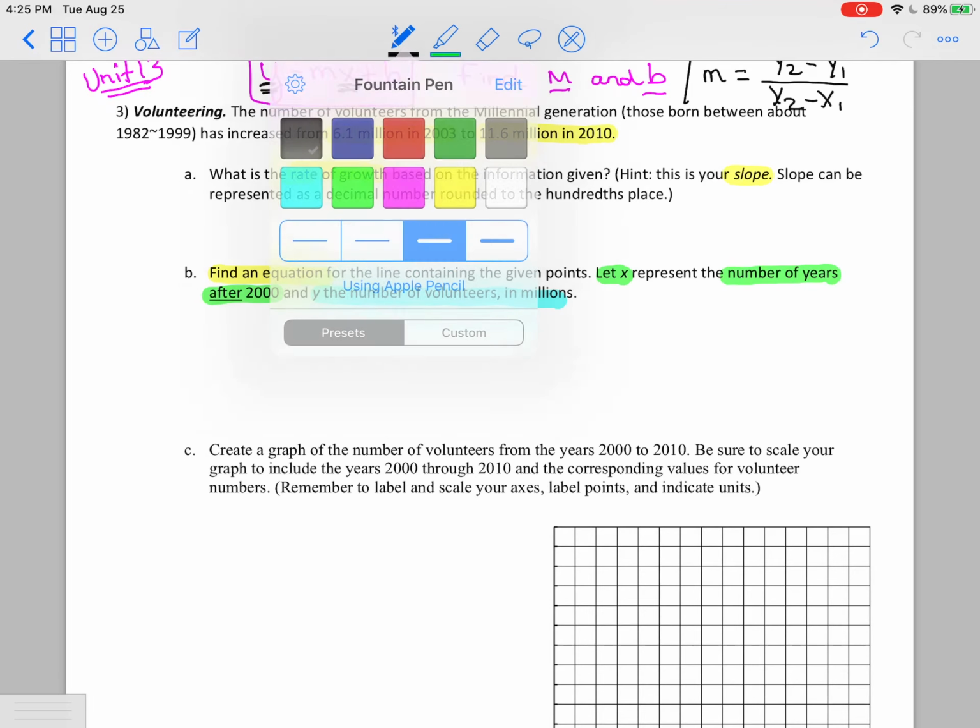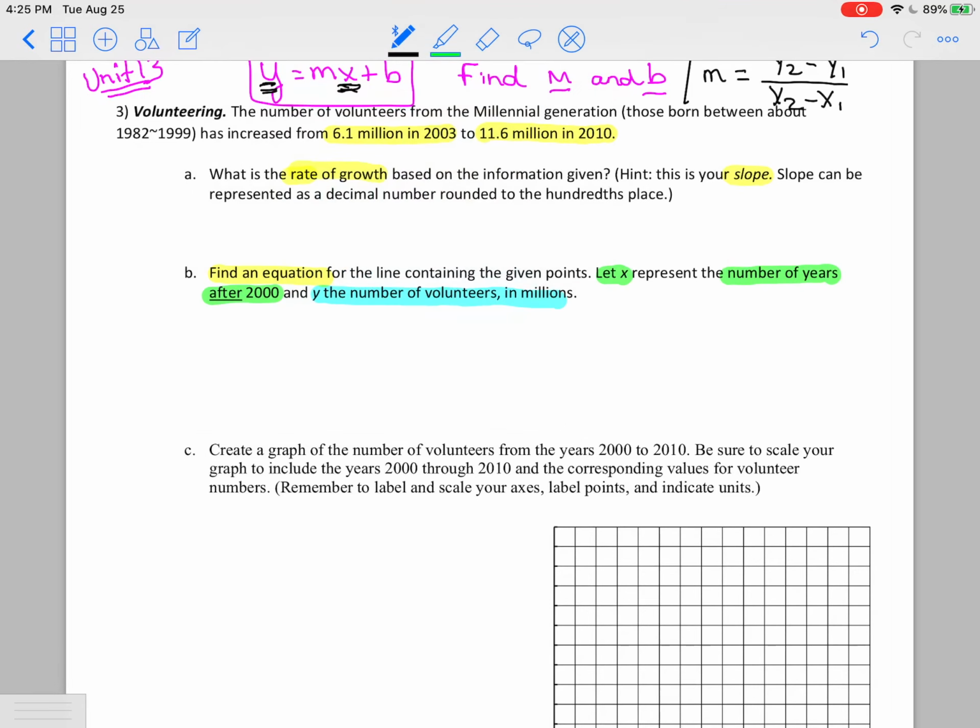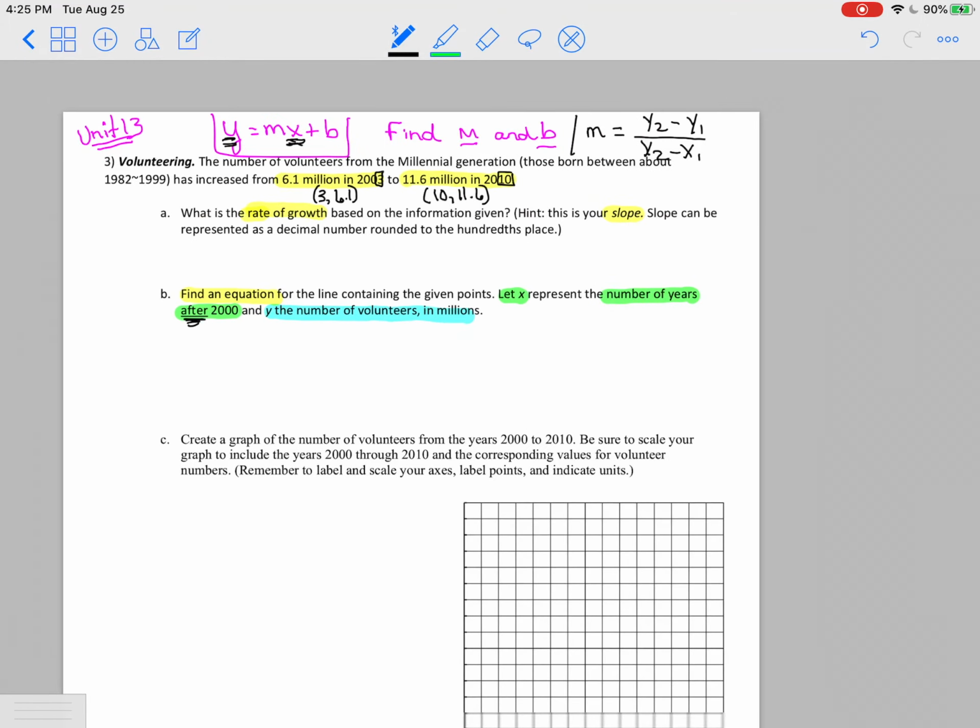So let's actually pull out our points. I think that's a really good idea to start with. If we know that x needs to represent the number of years after 2000, let's come up with our point here. 2003 is 3 years after 2000, so we're not going to put 2003 down as our x. We're just going to put 3. 3 years after 2000, 6.1. And in 2010, we would have a point of 10, 11.6. So there are our two points that we can deal with.